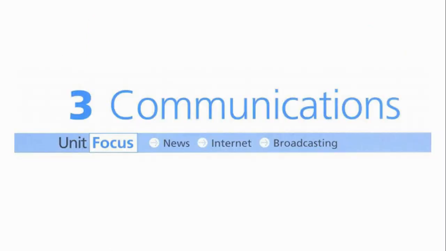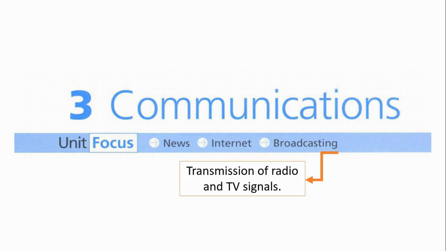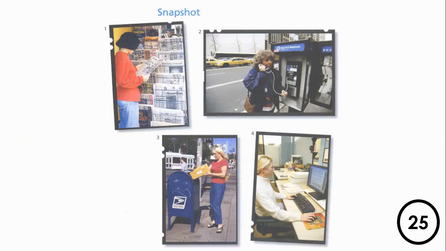On page 25, we have this headline, which is communications, which means that we're going to start a new unit called communications. This unit in particular is focused on news, internet, and broadcasting. But what is broadcasting? Broadcasting refers to the transmission of radio and TV signals. Now, on that very same page, we have four pictures related to communications, and we're going to start analyzing and studying the vocabulary of each one of them.